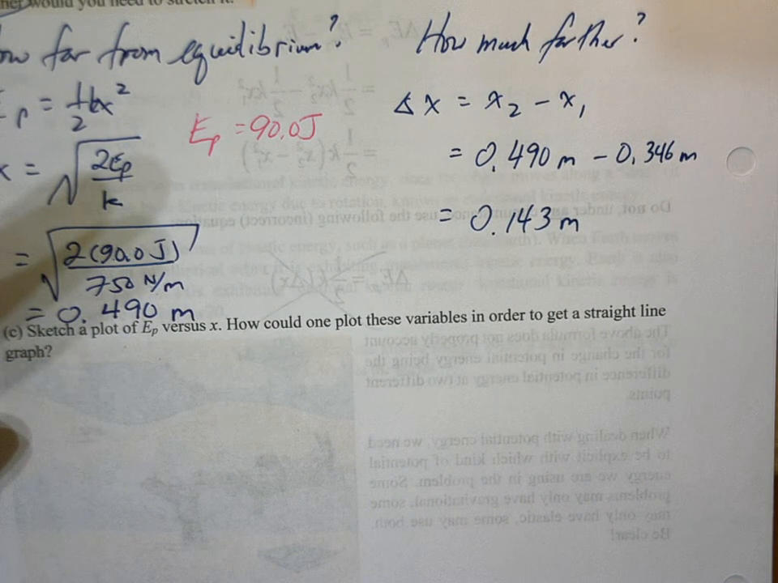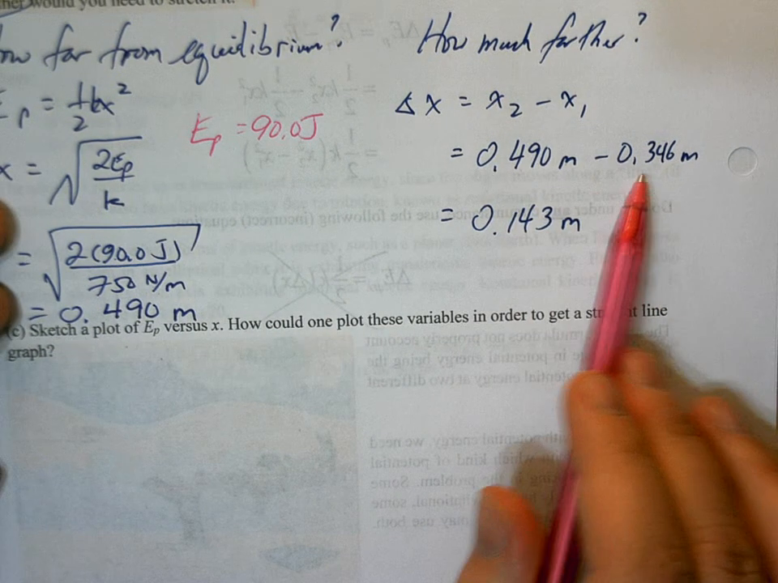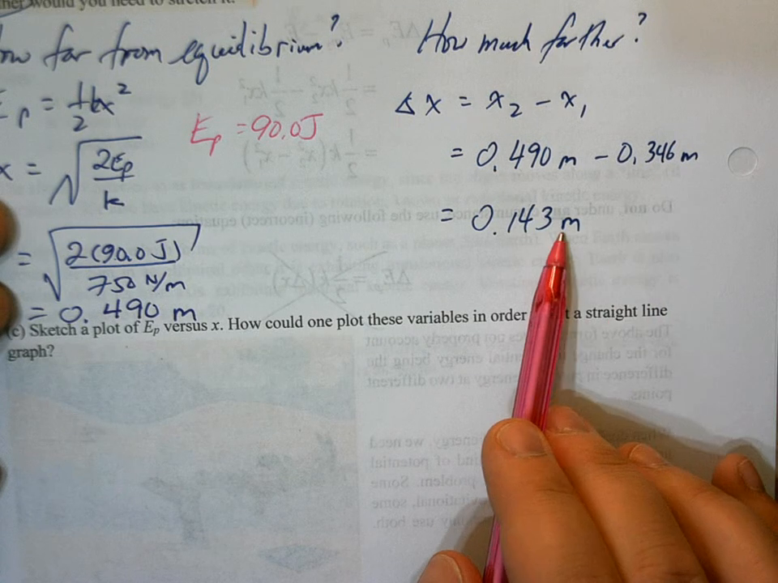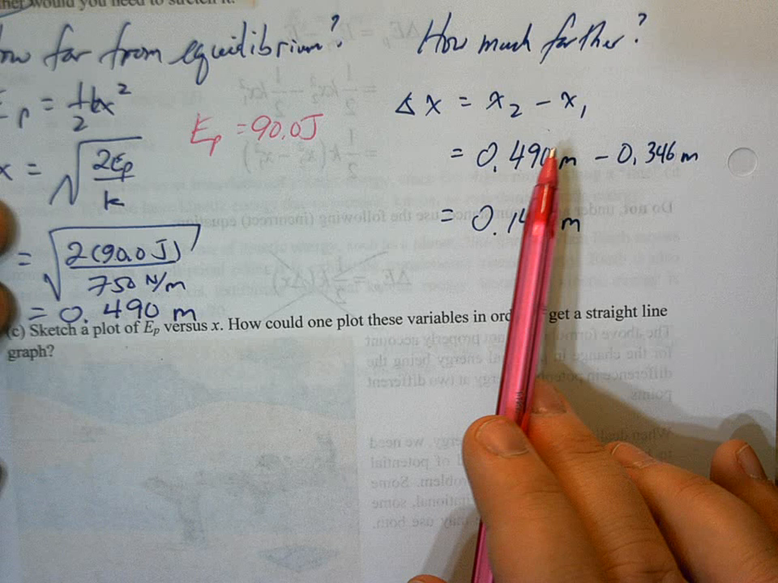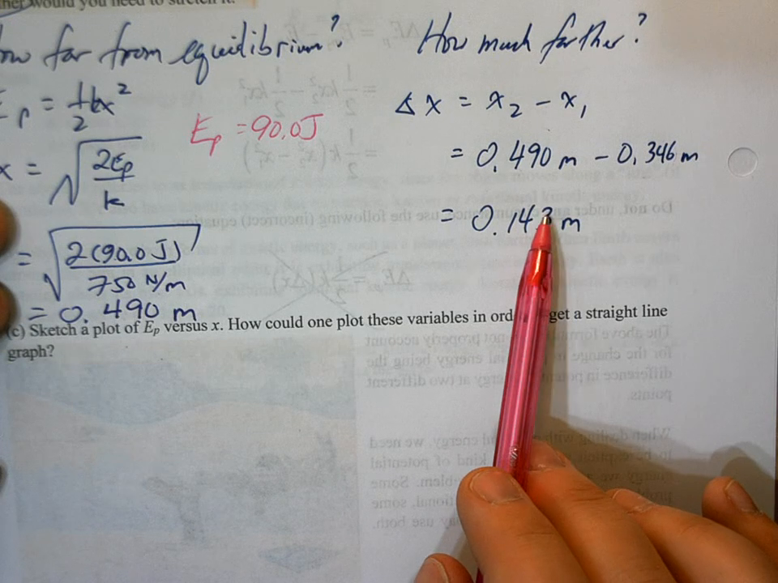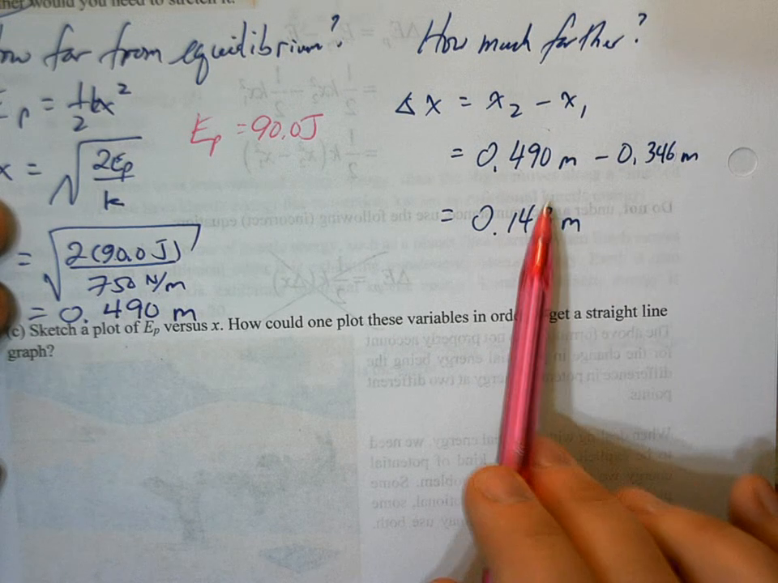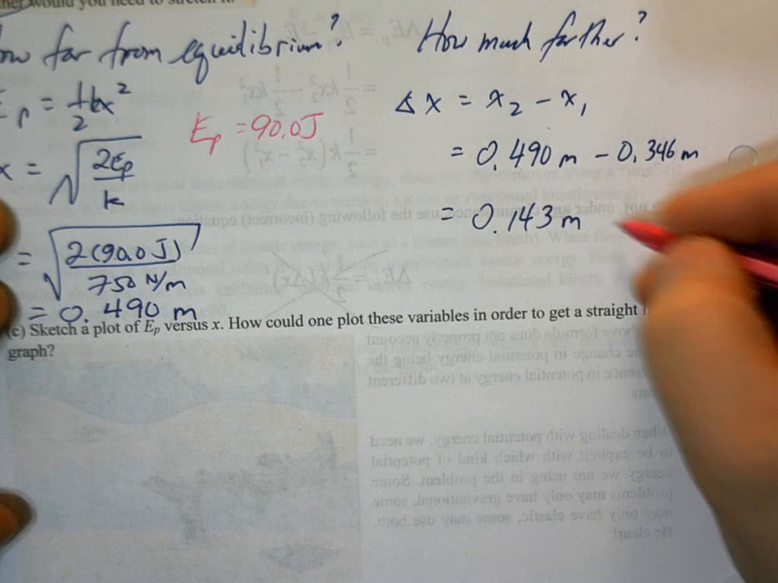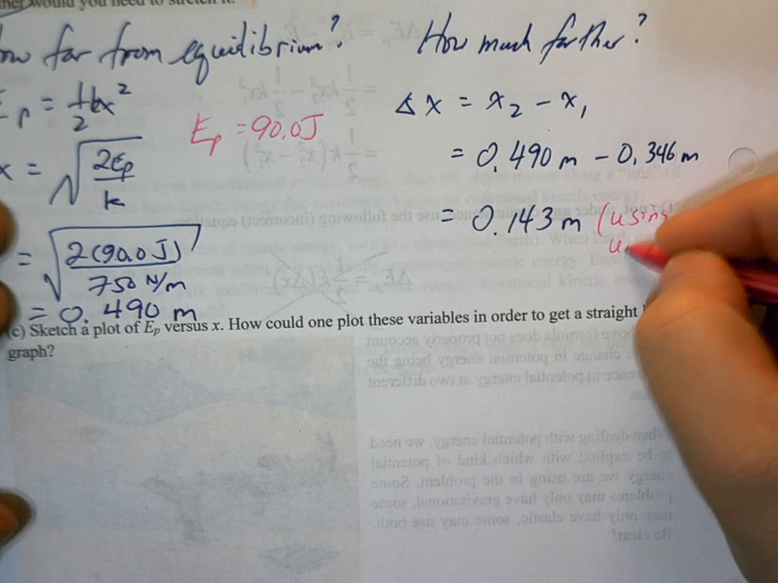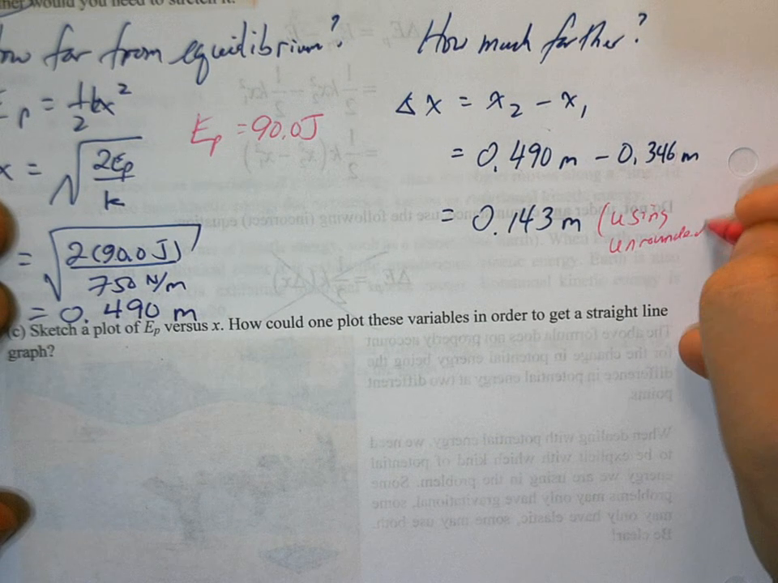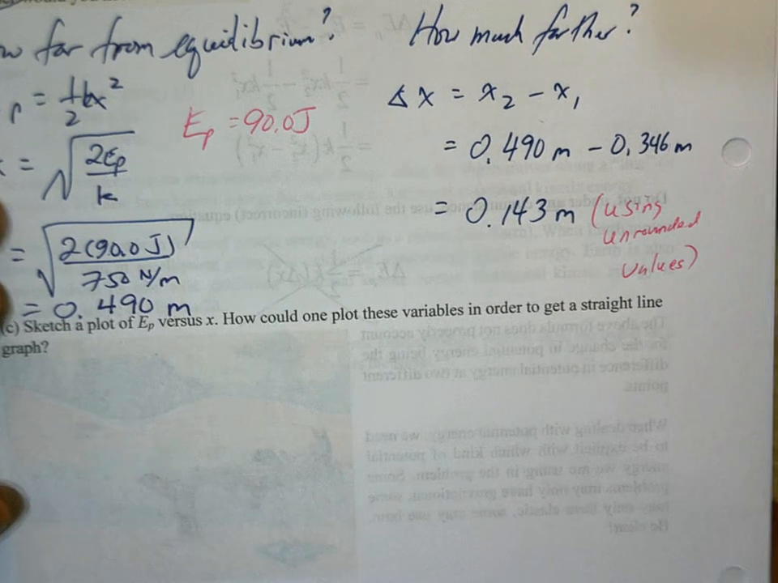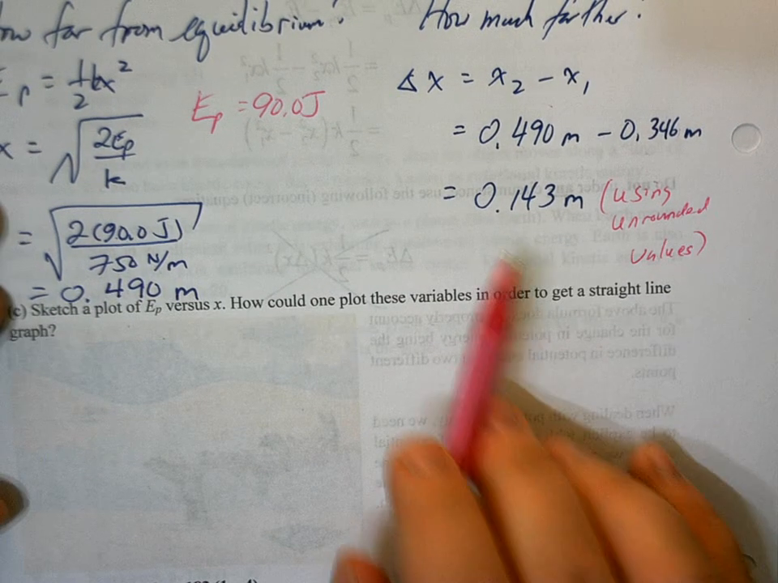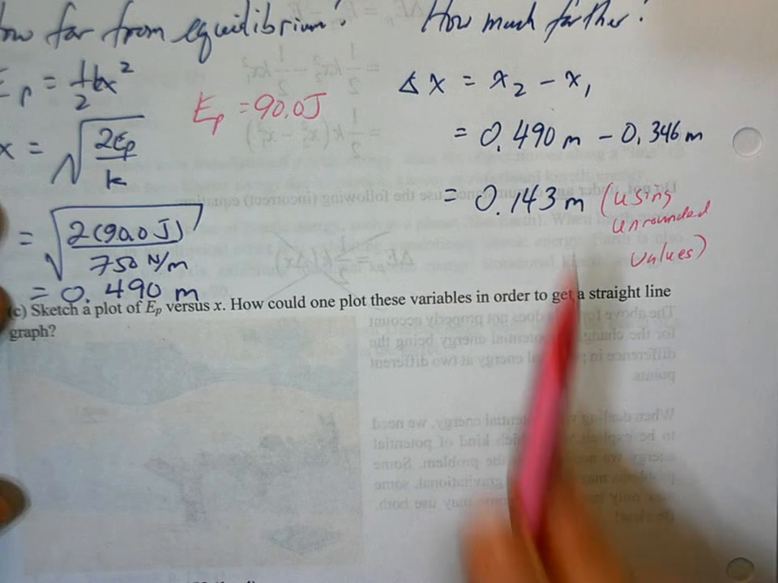Now you might say, hang on, Mr. O'Donnell, 0.490 minus 0.346 is 0.144. Correct. I'm using the extra digits in my calculator. So 0.144 is what you get if you round it early. This is using my unrounded values. But if you put 0.144, you would get full marks for that. That is perfectly fine. But I just want you to know that's why I'm getting that 0.143.